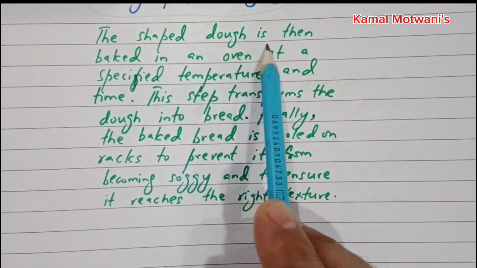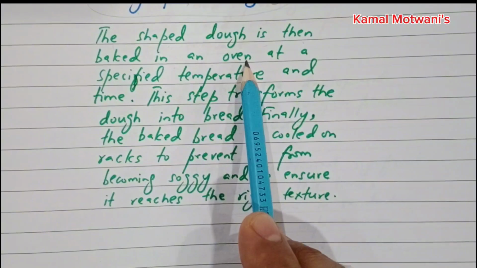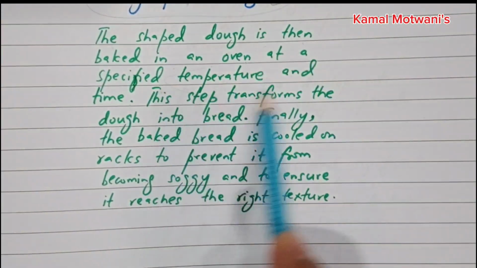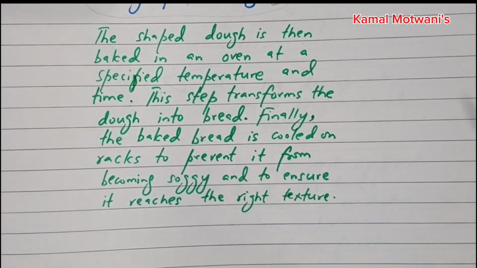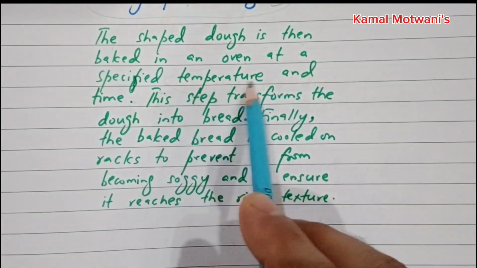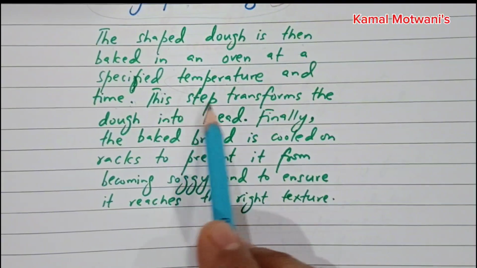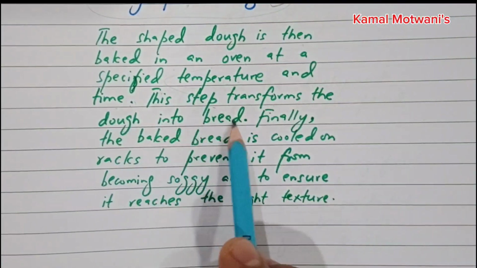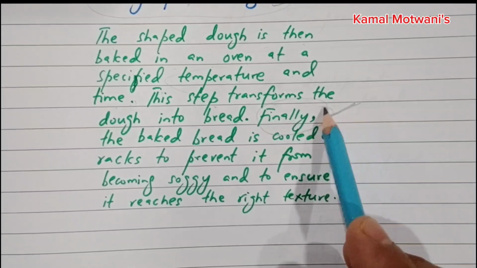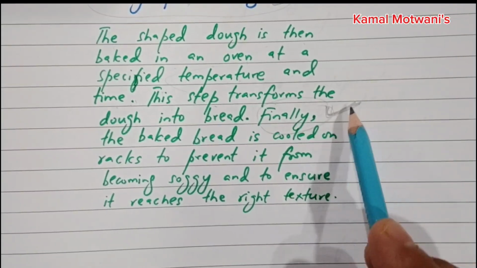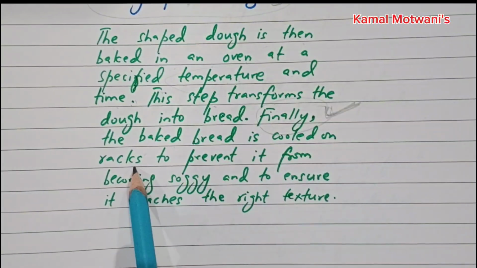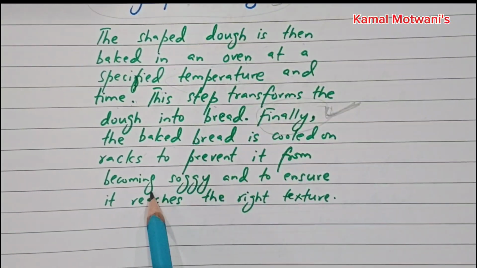The shaped dough is then baked in an oven at a specified temperature and time. Now this is the general information that whenever anything is baked, it requires a certain temperature and time. That's why I have used these terms on my own. This step transforms the dough into bread. Finally, this connector is very necessary, as this is the last step that I am going to narrate here. Finally, the baked bread is cooled on racks to prevent it from becoming soggy.